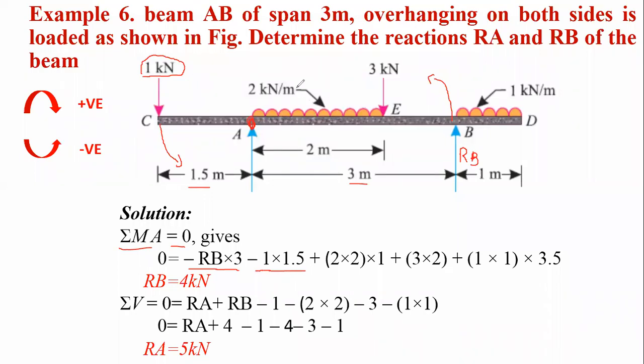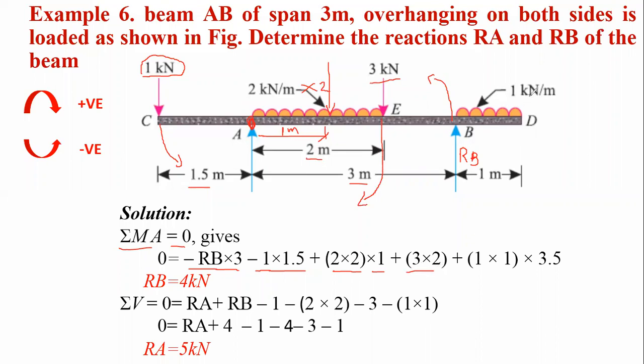Next is the UDL. Convert this UDL into point load, multiply with the span, that is 2 into 2, and the converted point load is located at half of this length, that is 1 meter from support A. That's why 2 into 2, and perpendicular distance is 1. And this 3 kilonewton load into perpendicular distance of 2 makes a clockwise moment about point A. That's why plus 3 into 2.